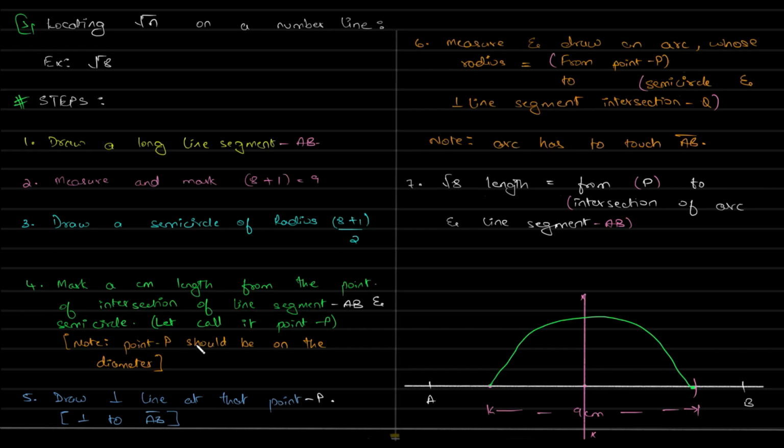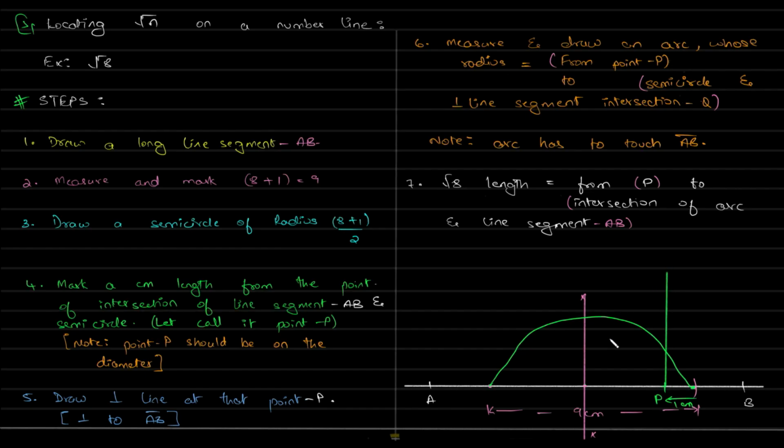So there's one thing that let's call it SP, and the point P should be on the diameter. That is, it should be between these two. So either this point or this way. Any one point you can take and mark 1 centimeter. So I'll do it from here. This is 1 centimeter. Next is draw a perpendicular line at point P. So this is point P, and from here I'm drawing a perpendicular line.